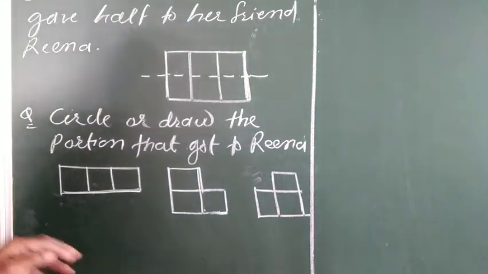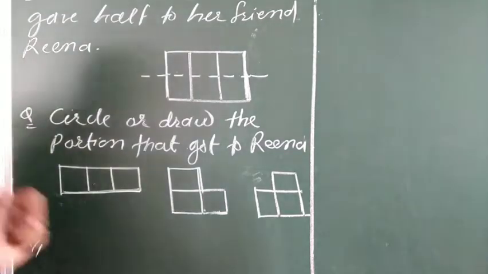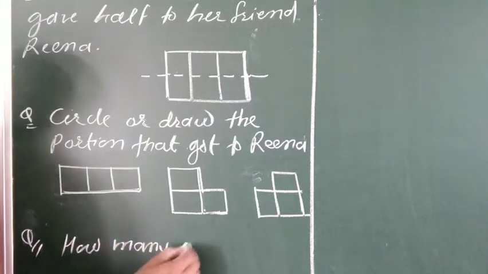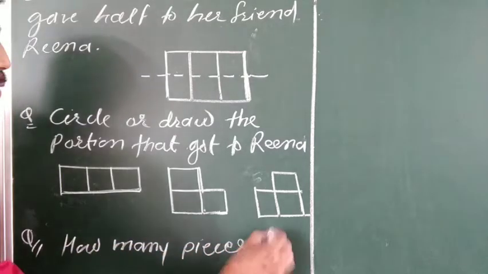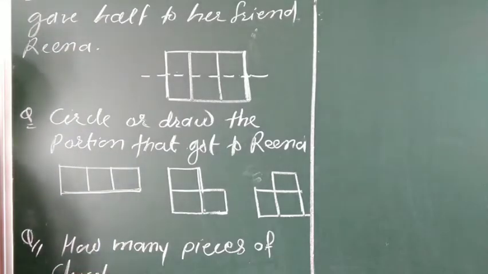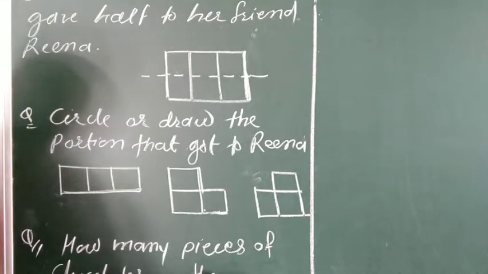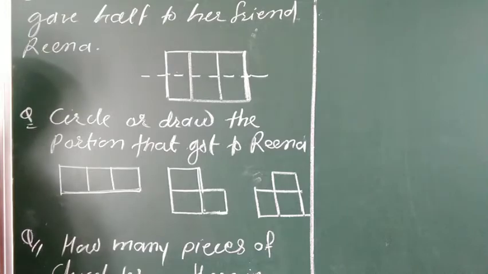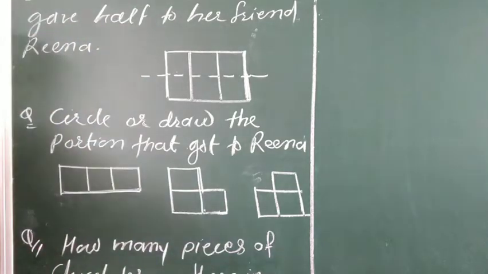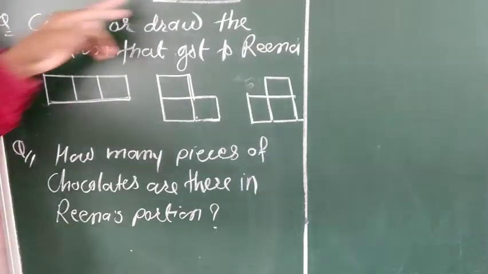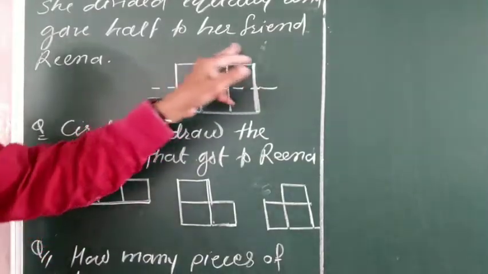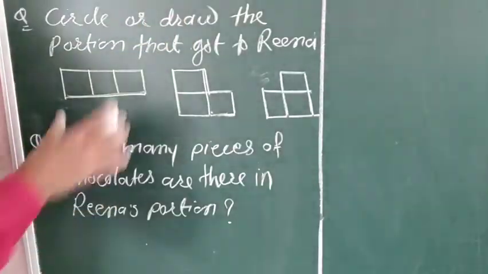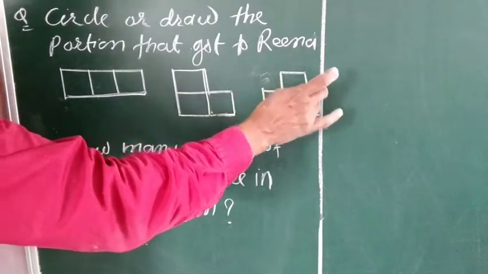Now question B: how many pieces of chocolate are there in Reena's portion? It's a very simple question. See, this is the whole chocolate and Rani divided it equally into half parts and then decided to give the half part to her friend Reena, and now Reena got the 3 pieces like this only. Reena got half part of the chocolate like this.